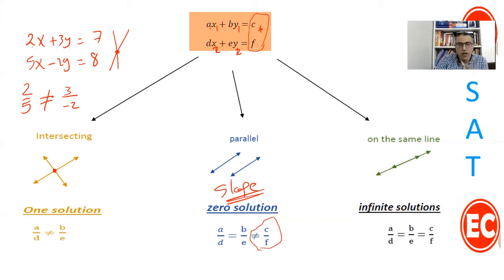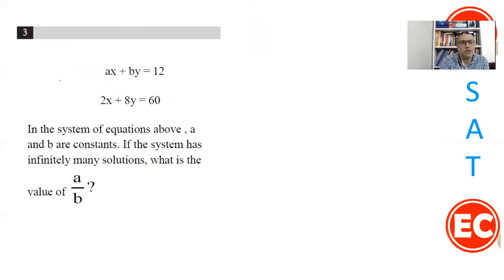In the SAT, we have specific questions about this part, and I'm going to present two types of these questions. The first one, question number 3 here: ax plus by is equal to 12 and 2x plus 8y is equal to 60. The question says that the system of equations has infinitely many solutions. As we notice, a is unknown, x is unknown, b is unknown, y is unknown. So you have 4 unknowns in the equation. Of course, you can't solve them, and you don't have the intersection point. So you are going to use the ratio.